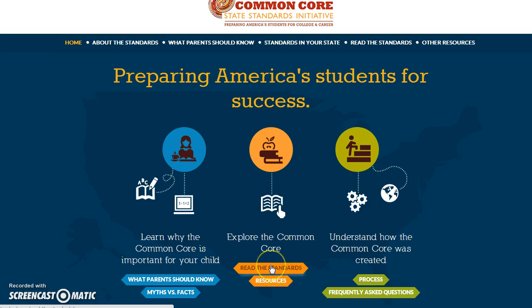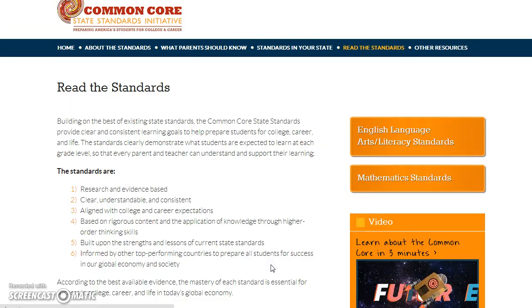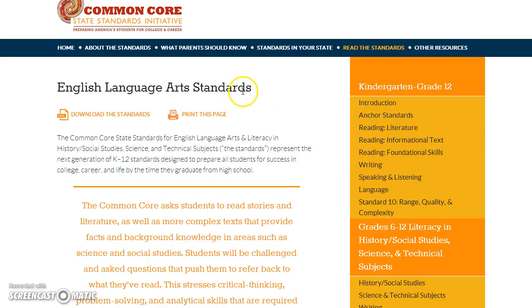Okay, so you'll need to go here where it says Explore the Common Core. You'll click on Read the Standards. Once you click on that, it will bring up the English Language Arts Standards and the Mathematics Standards. And for our first example, we're going to be looking at the English Language Arts Standards. So when you click on that, it will take you to the ELA or English Language Arts page. There is an option here to download the standards and save them on your computer or your device. You can also print the standards once you pull them up. I wouldn't recommend that because they are very lengthy.